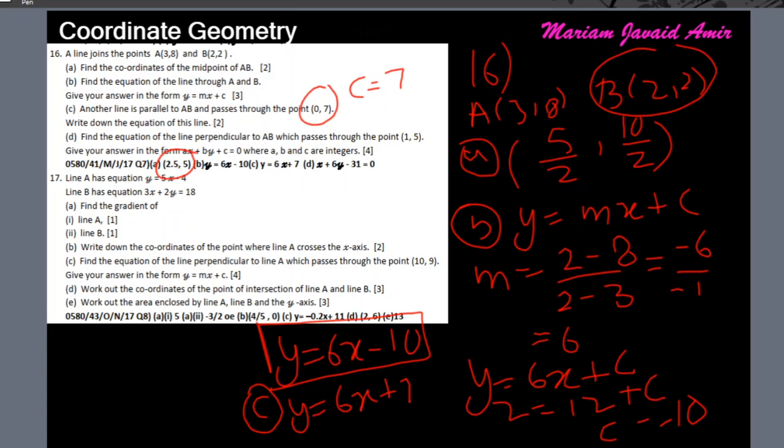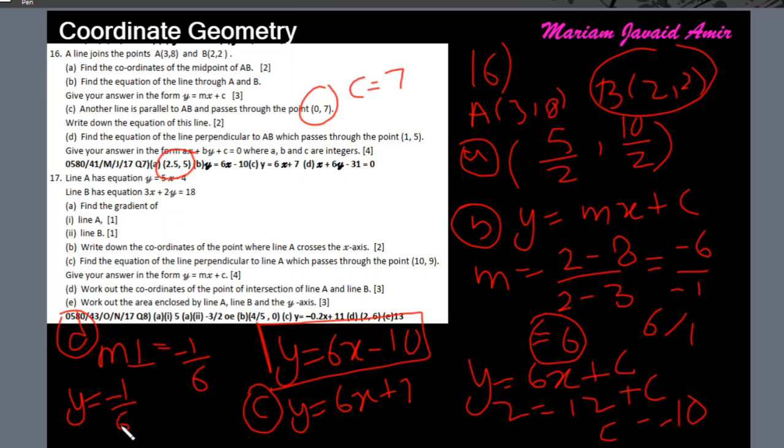Alright, part D, find the equation of the line perpendicular to AB. So when two lines are perpendicular, the slopes are negative reciprocals of each other. Here the slope was 6, or 6 over 1. The negative reciprocal will be negative 1 over 6. Then find c: y equals minus 1 over 6 x plus c. And now to find c, I need a point on this line as well, which is (1, 5).